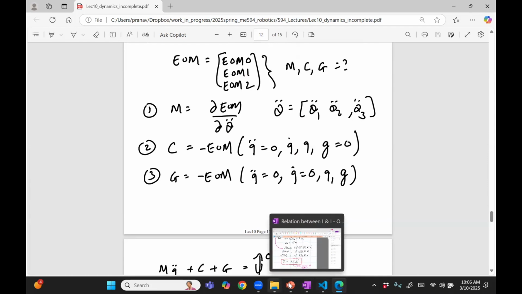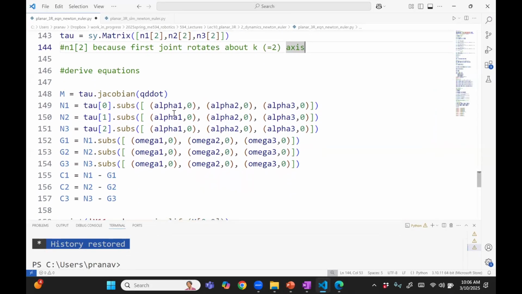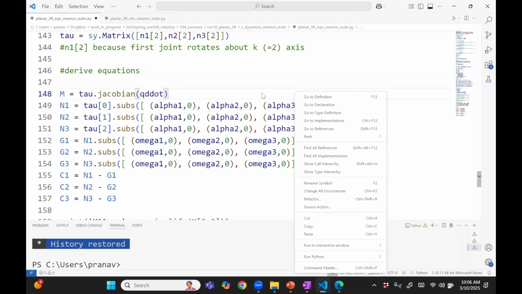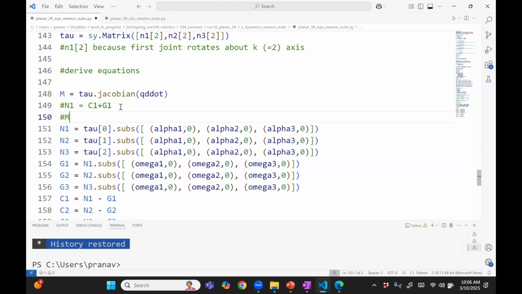So this is implemented in the next bit of code. Here, I get M, and then I compute N1, which is C1 plus G1. So it's the sum, C1 plus G1. Remember that I'm writing this equation as M theta double dot plus N equals 0. So N is C plus G. If I put theta dot equals 0, then I'll get N.